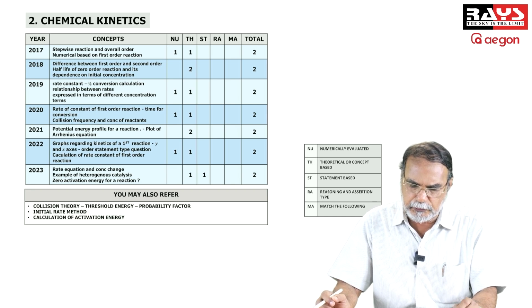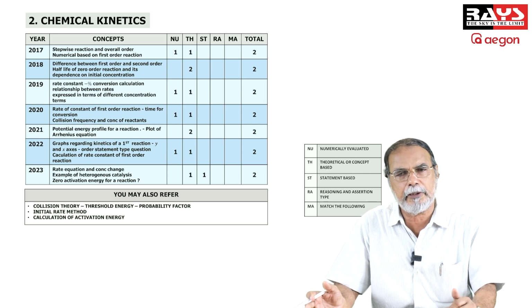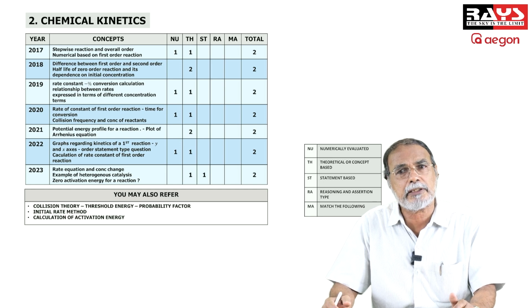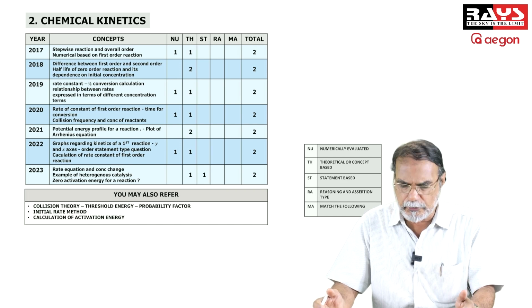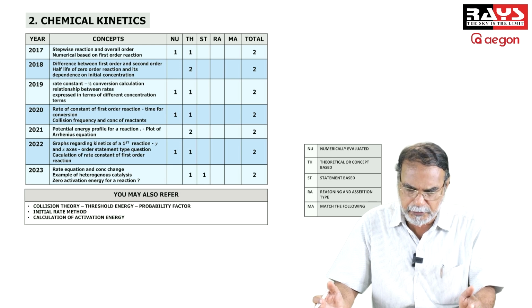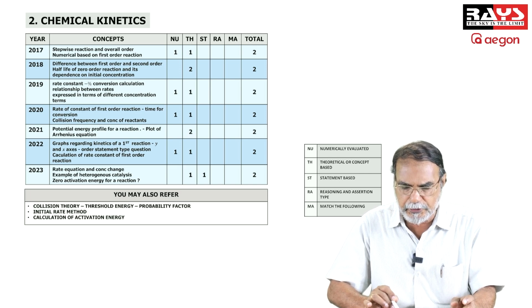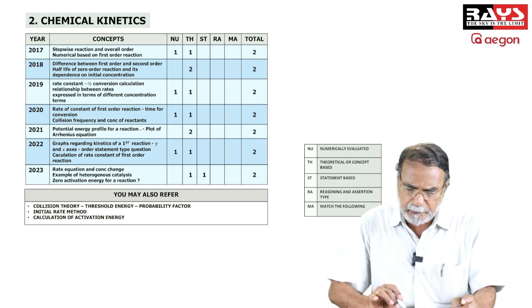2020, the question was about the rate constant. It's not rate of constant, it is rate constant of first order reaction and the time for conversion. It's a time for 90% conversion or time for 70% conversion, etc. Time for 50% conversion, as you know, is the half-life. Time for 75% conversion is T3/4. And for a first order reaction, you also know that the time for 99.9% conversion is 10 times the half-life. These are things which you study well, and a problem or a question based on this may be obtained in your coming examination also. And then was the concept of collision frequency of reactions and to what extent the collision frequency and concentration of reactants are linked to one another. There was a theory-based question there.